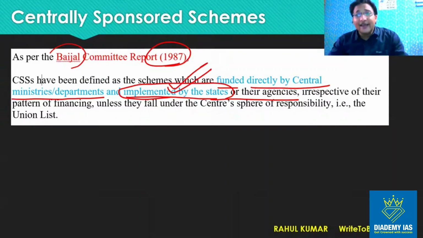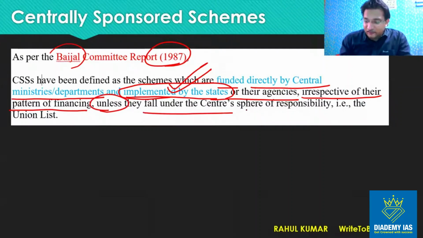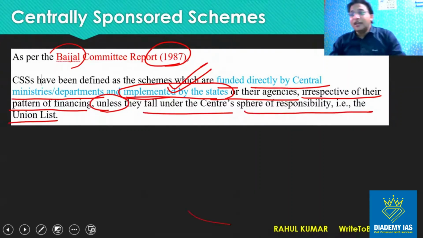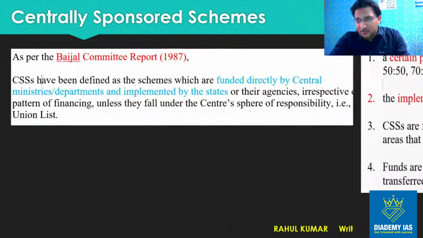So the major thing is that implementation is being done by the state government, irrespective of their pattern of financing, unless they fall under the central sphere of responsibility, that is the Union List. The pattern of financing can be any. The major thing is implementation is done by the state government. This is the definition given for the centrally sponsored schemes.